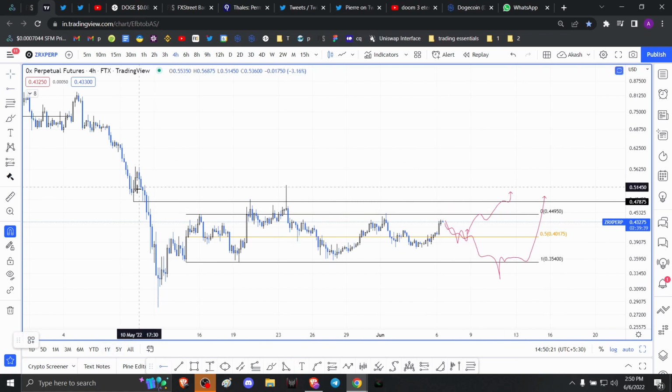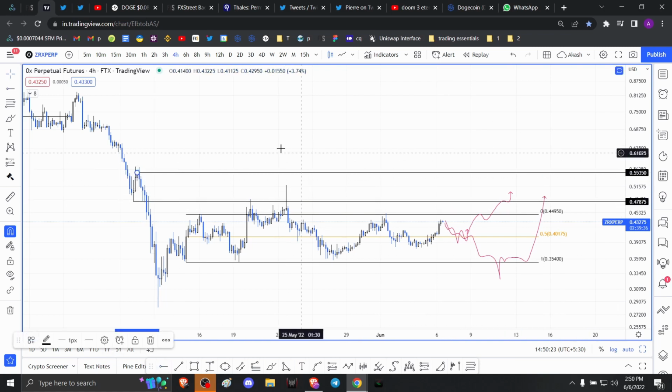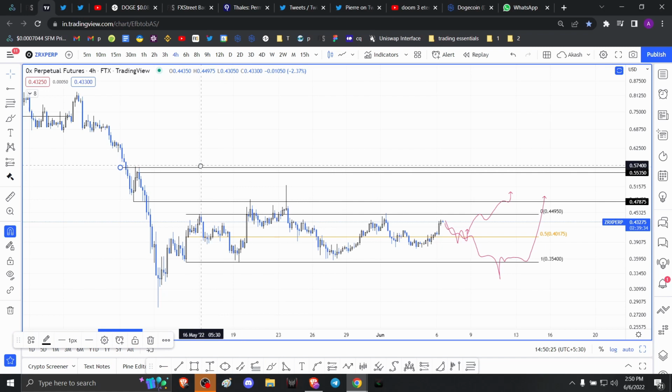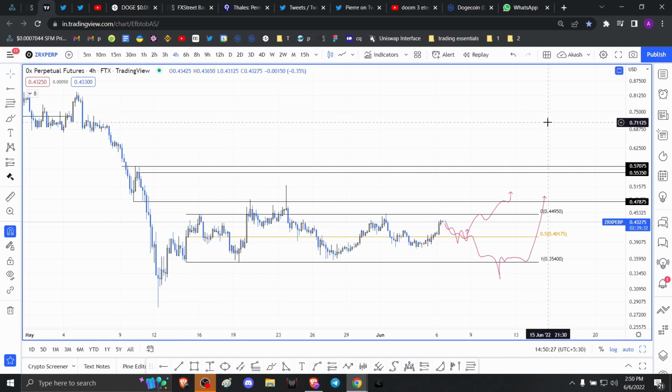In that case, the upside is kind of capped at 0.553 and 0.570. Right, this is as far as I see ZRX going from a short-term outlook. So I think either way, even if it goes up or down, there's a good chance to trade this coin, regardless of the direction, right? But my bets would be on a retracement down to 0.354.